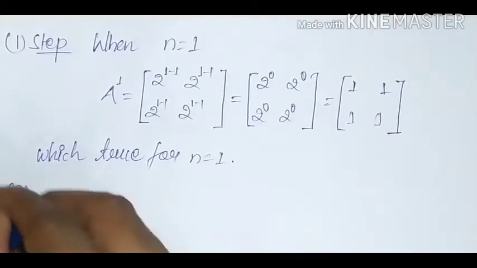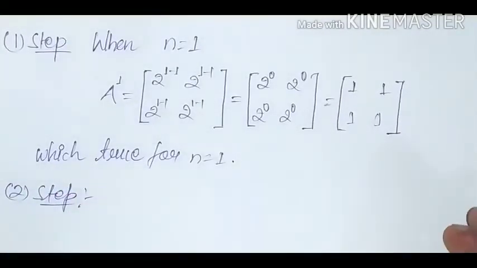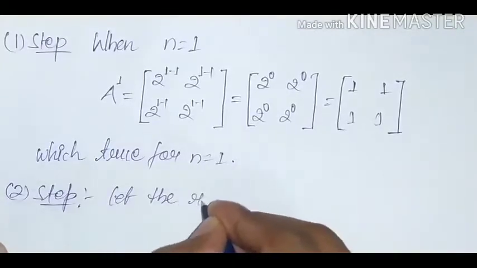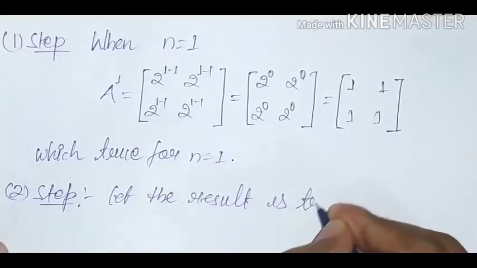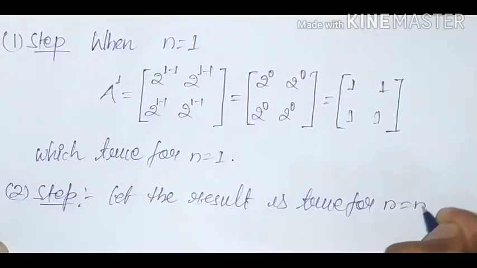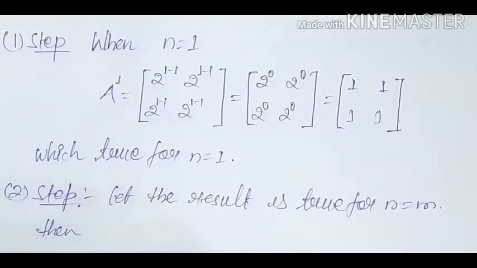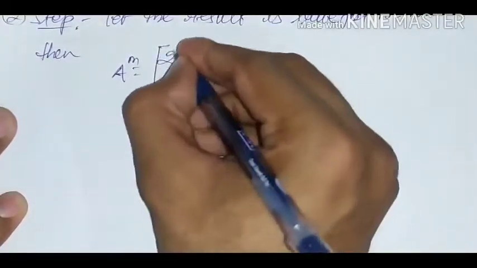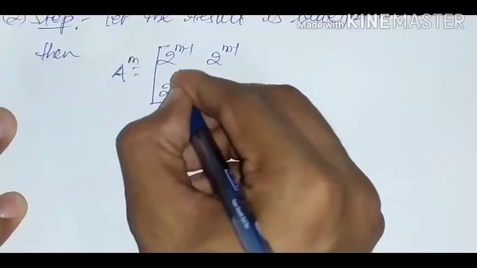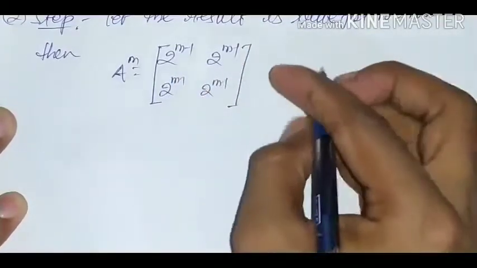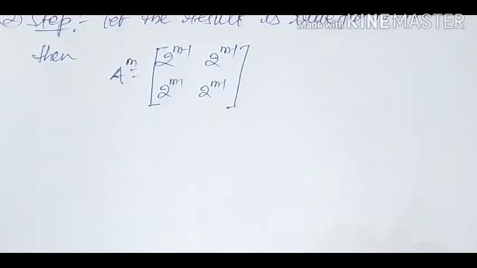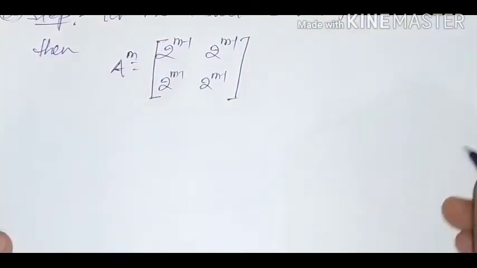Again, step 2, second step: let the result be true for n equals m. Then, replacing n by m, A to the power m equals the matrix with every entry 2 to the power m minus 1. This is the value of A to the power m.